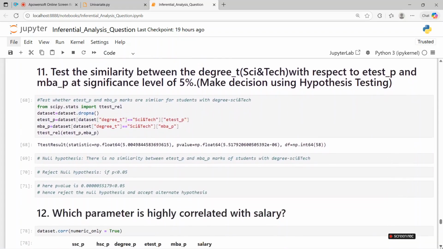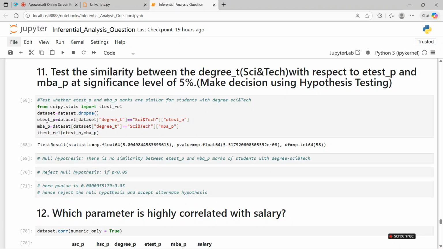So the next question is we need to find the similarity between degree science and tech with respect to entrance mark and MBA mark at a significance level of 5%. We need to make a decision using hypothesis testing. So here we have one group with different conditions, like different marks. We need to find the similarity here. For that we are importing ttest_rel from scipy.stats.